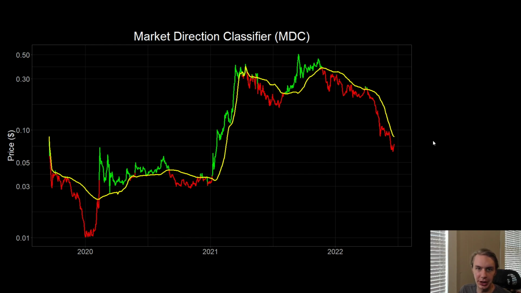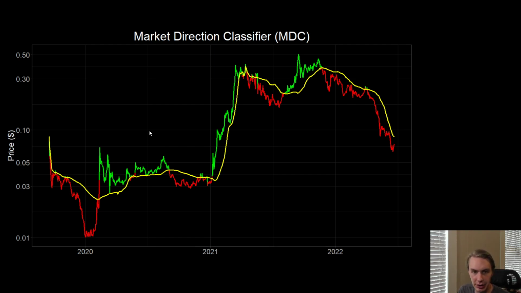And so the first indicator that I want to look at is one that I think might be able to give us some kind of an early indication of when this downtrend might be breaking. And that is the market direction classifier, or MDC. So this is a model that I created to give a better idea of when macro trends are changing than some other indicators that some other people like to look at, like the 20-week moving average, for example. And I'll actually show you a comparison between those here in a second.